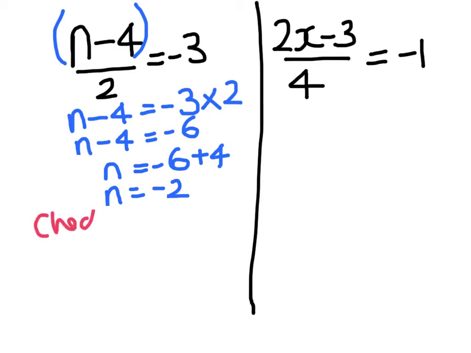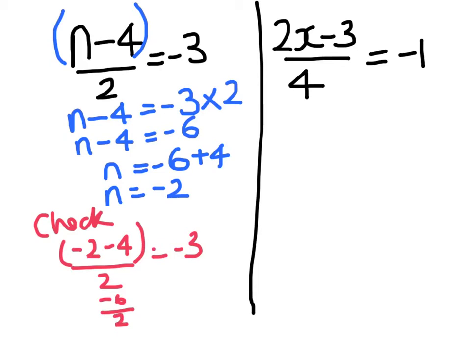Let's do a bit of a check. If n equals minus 2, then (minus 2 minus 4) over 2 equals minus 3. Does that work? Minus 2 minus 4 is minus 6 over 2. Does that equal minus 3? Minus 6 divided by 2 is minus 3, so therefore I know it's right, which means this one here is also correct. Hopefully that worked right.